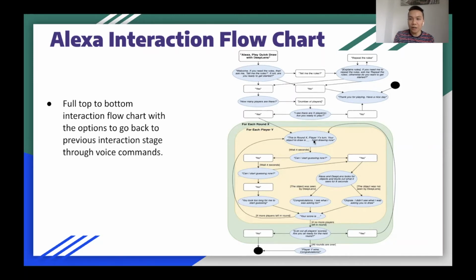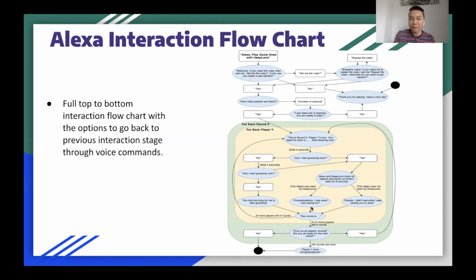And then here, Alexa will give you an object to draw, and you will have 12 seconds to draw that object, and then Alexa will have 8 seconds to guess it. If Alexa can guess what she asked you to draw, then you win 10 points. If she doesn't recognize what that is, you don't get anything. Then after 2 rounds, Alexa will let you know the total score that you have, and if you have the highest score in the game, you are the winner.